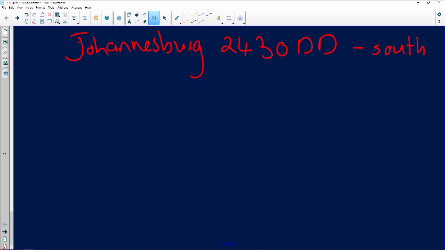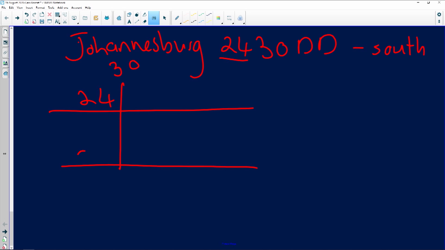Now the safest way to do this, grade 12s, is to go and construct your grid. Easiest way, because confusion might set in. So let's have a look at it. 24, and we're revising over here. What does the 24 mean? It means lines of latitude. 30 means lines of longitude. So obviously, what's that going to be? That's going to be 25. That's going to be 31.